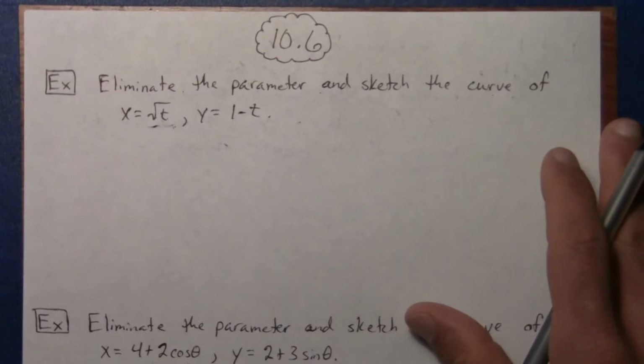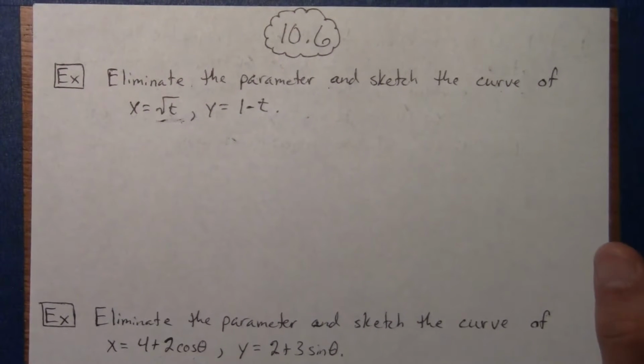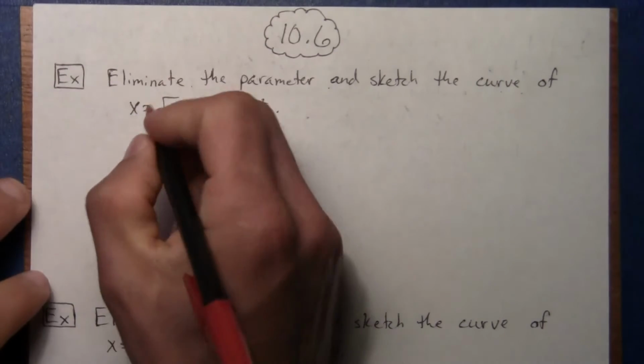Alright, so back to the first one. It's going to ask you to eliminate the parameter and sketch the curve. So eliminating the parameter meaning get rid of t. So how we usually did that is we said, well, let's take the x equal equation and solve it for t. So I'll do that.